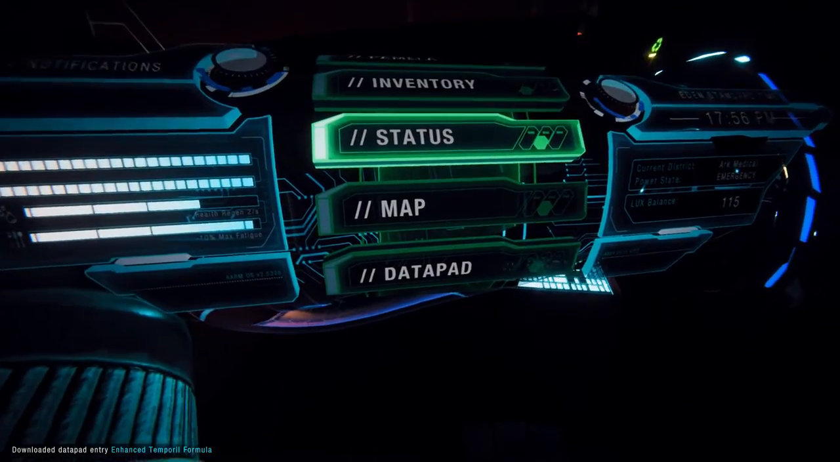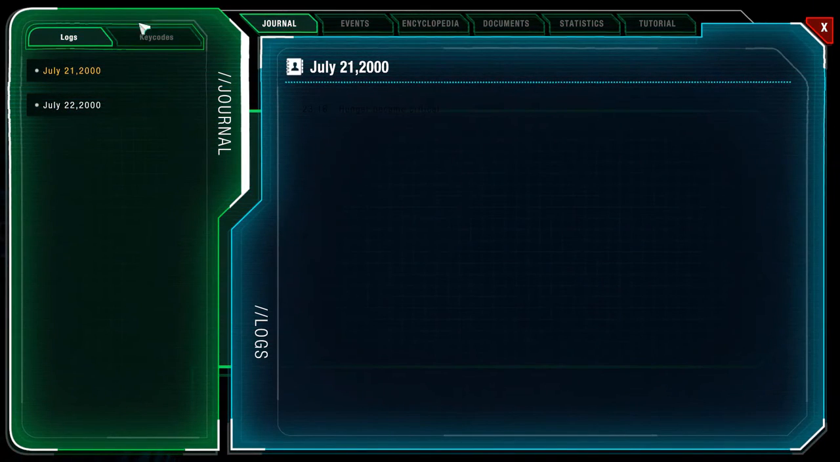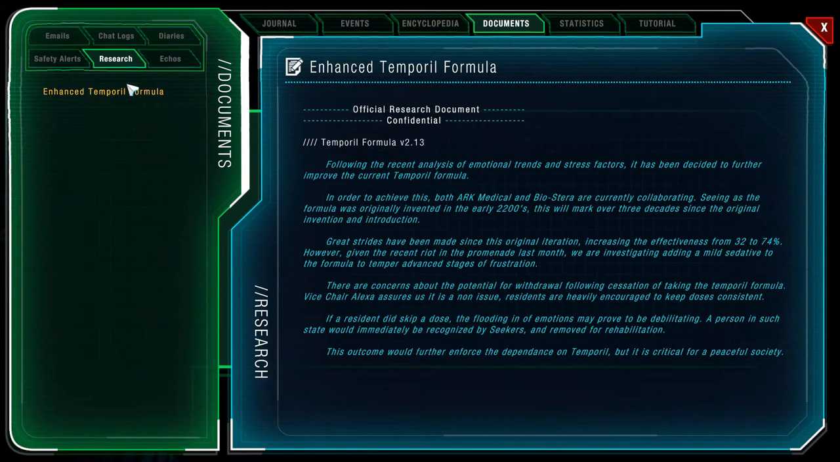Download datapad entry. Enhanced temporal formula. Okay. See, this is what I'm talking about. Now you can see the whole datapad. That's probably in what? Documents? Chat logs, diaries, echoes. We saw echoes. Research. This is it. Enhanced temporal formula. Official research document, confidential. Temporal formula version 2.13.